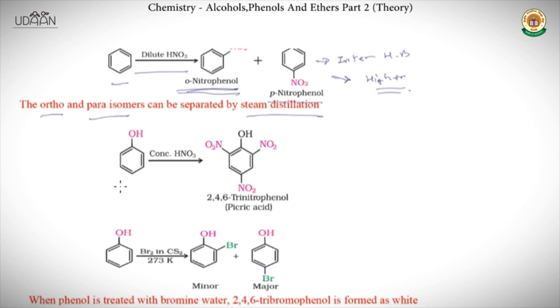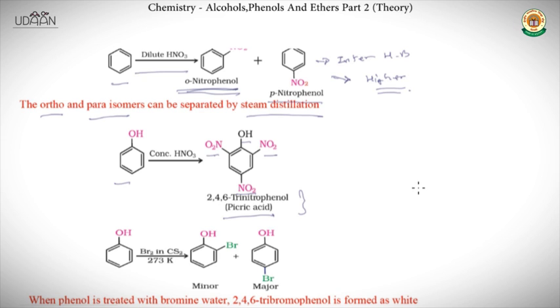Moreover, when we react phenol with concentrated nitric acid, it forms picric acid, which is the common name of this compound, that is 2,4,6-trinitrophenol. And I am putting an emphasis that you should learn as many common names as possible, because there are many questions in which you will know each and everything, you will know the mechanism and all, but if you don't know the common names, then you will not be able to solve. So you should know them.